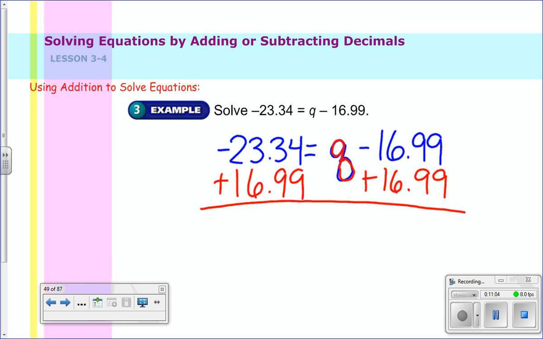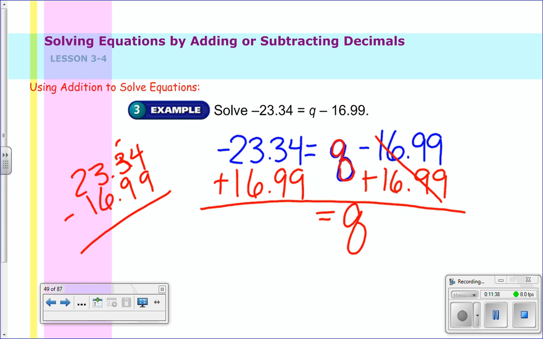All right, and I am left with, well, Q is equal to, and here I have negative 23 34/100 plus 16 99/100. Here the signs are different. I have that negative and positive. So even though it says using addition to solve equations, we did use that addition here. We added the 16 99/100. But in order to simplify this now, well, the signs are different, so I have to subtract them. So I have 23 34/100 minus 16 99/100.